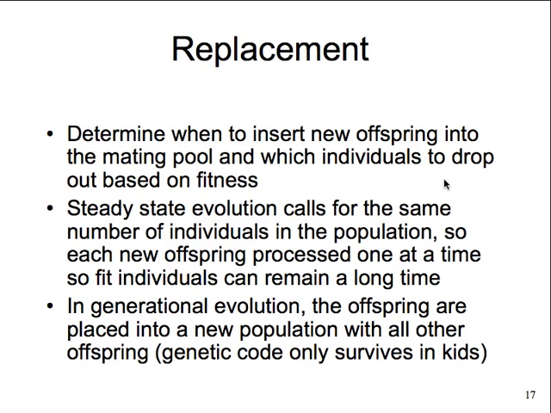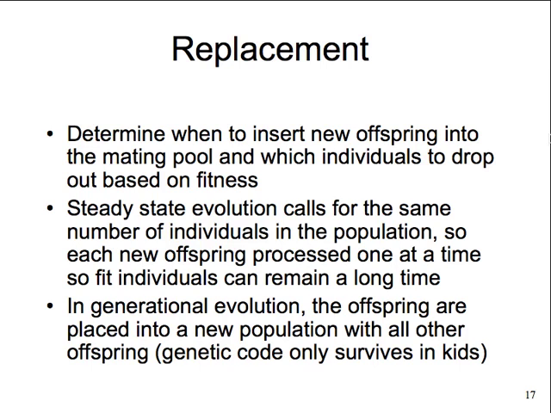It would basically say, if we took the top five solutions, maybe we did 10 combinations of cities, and we took the top 5 out of it and made that our selection group, that would be a replacement as well. Steady state evolution calls for the same number of individuals in the population, with each new offspring processed one at a time. The fit individuals remain as long as they can, and we get rid of the older, non-fit individuals.